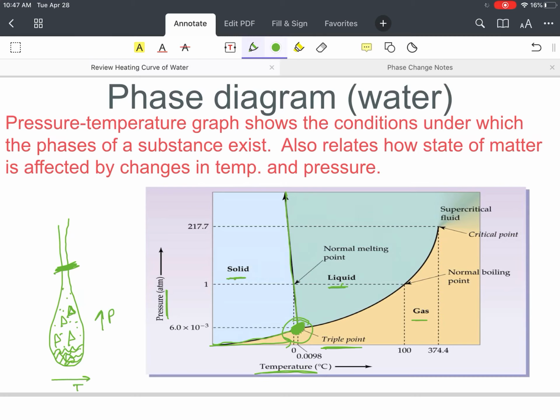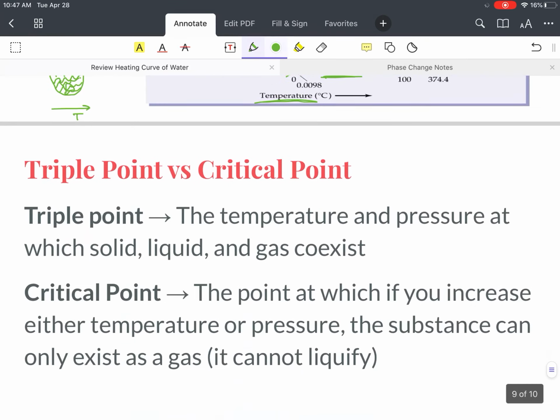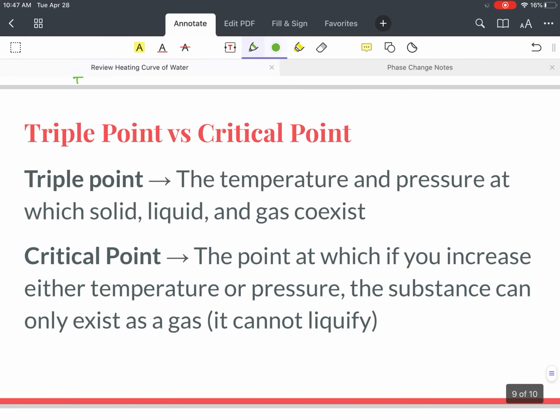This is something you could do at home if you could get your hands on some dry ice. I think you have to be 18 to buy it. So if you're already 18, then you could do this. So there's the definitions of the triple point and the critical point if you need to pause to see.